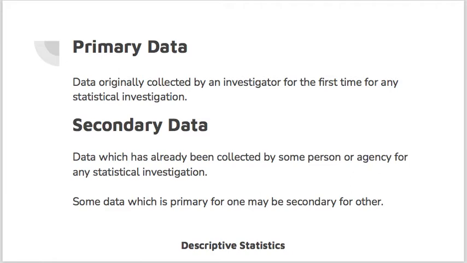Let me see what are the different sources of primary data and different sources of secondary data. Before that, it has to be clear: data collected by the investigator directly at first hand for any statistical investigation is primary data. Data which has already been collected by some person or agency for any statistical investigation can be used for your analysis if your research question demands. That's the secondary data. Some data which is primary for one may be secondary for others.